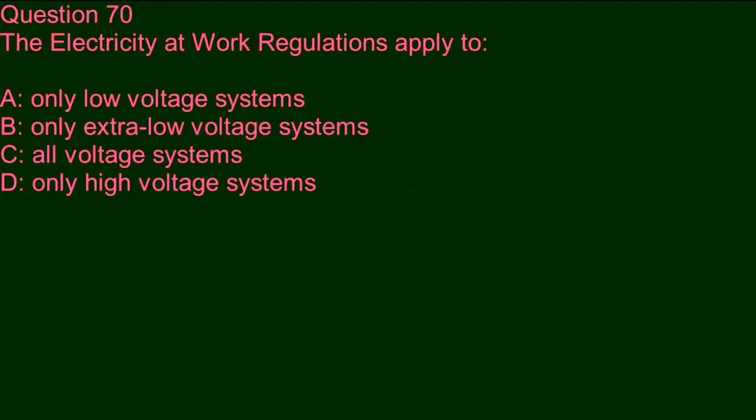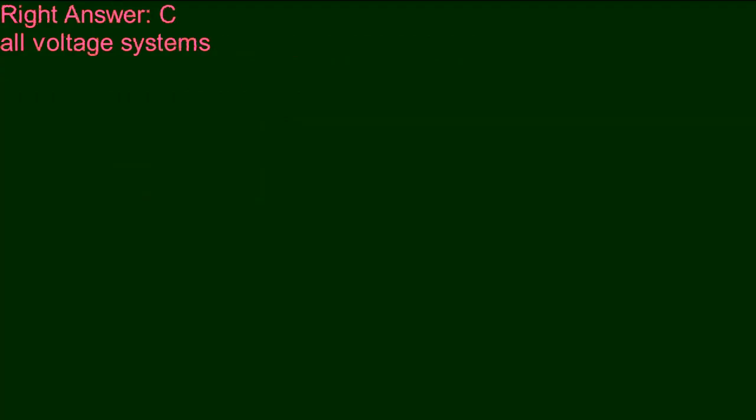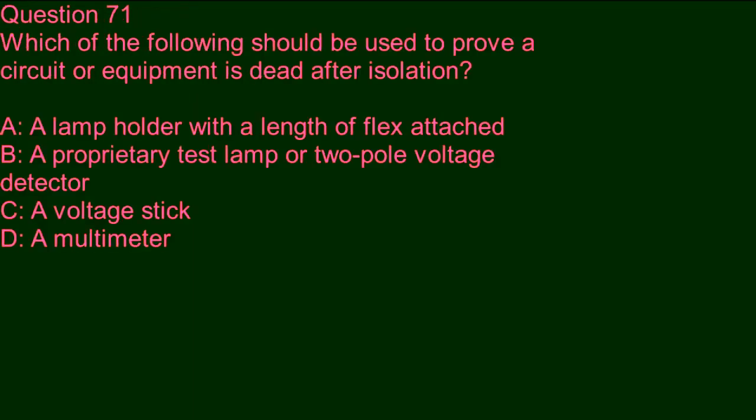Question 70. The Electricity at Work regulations apply to A. only low voltage systems. B. only extra low voltage systems. C. all voltage systems. D. only high voltage systems. Right answer, C. all voltage systems.